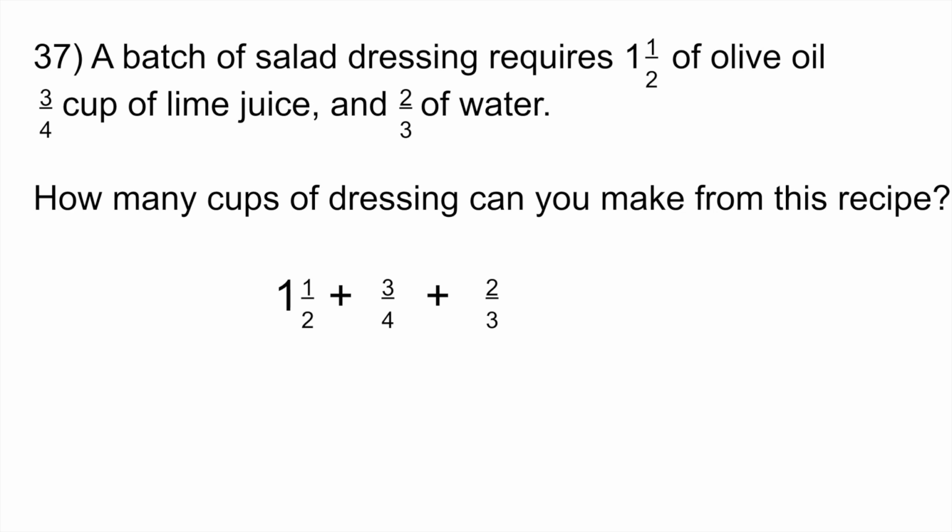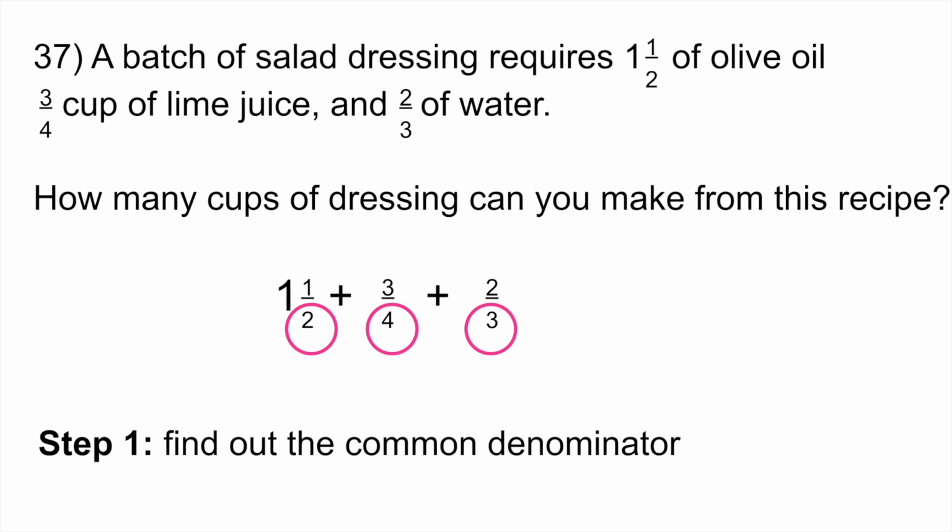Notice that the denominators of those 3 ingredients are different. So remember, step 1 is we have to make the denominators the same before we can add these fractions. All right, so how do we do this? Well, first of all, we find a common denominator, a number that all of these numbers can divide into. In the case of 4, 3, and 2, the common denominator would be 12, right? Because you can divide 12 by 2, you can divide 12 by 4, and you can divide 12 by 3.